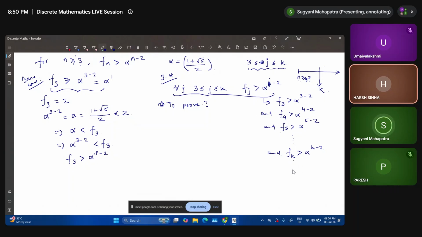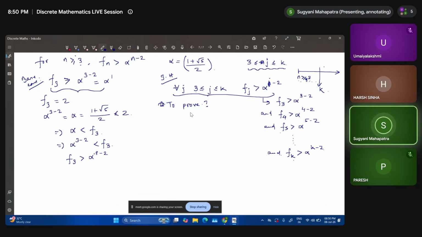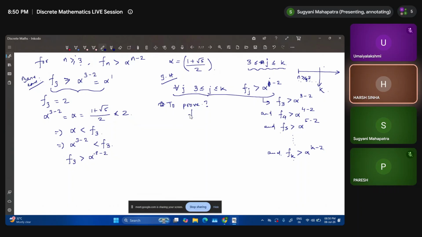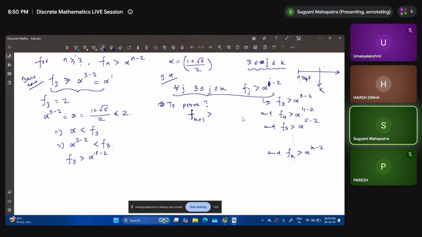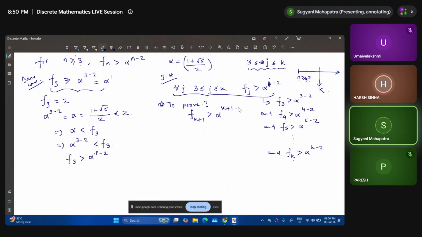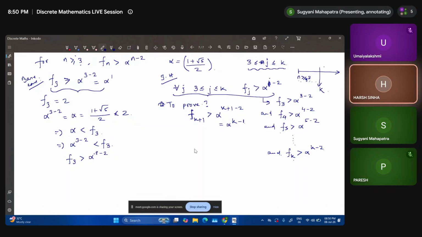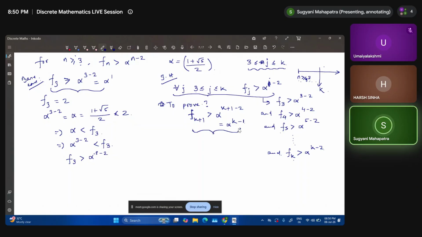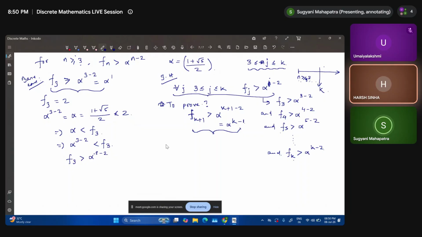After k, what will come? k plus 1. So we will have to prove what? For k plus 1, f of k plus 1 should be greater than what? Alpha raised to k plus 1 minus 2, which is actually equal to alpha to the power k minus 1. So we have to prove this. Now let's try to prove it.